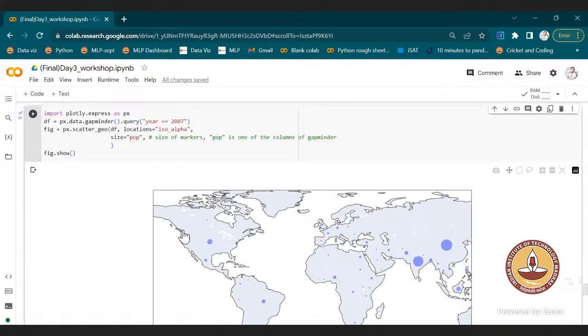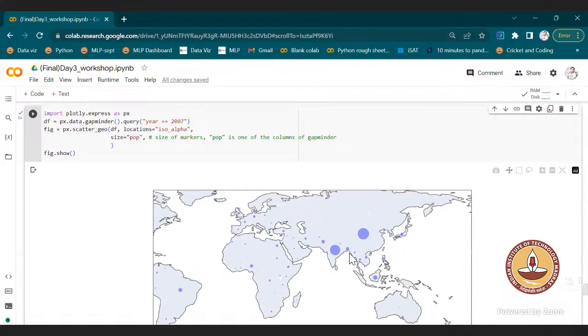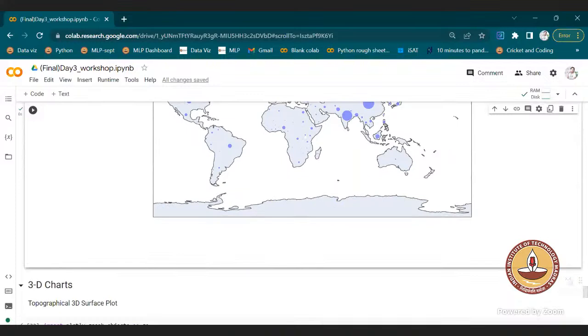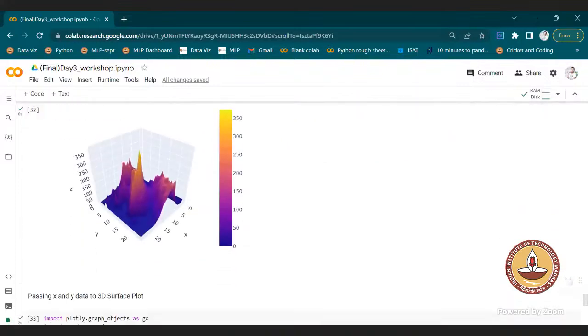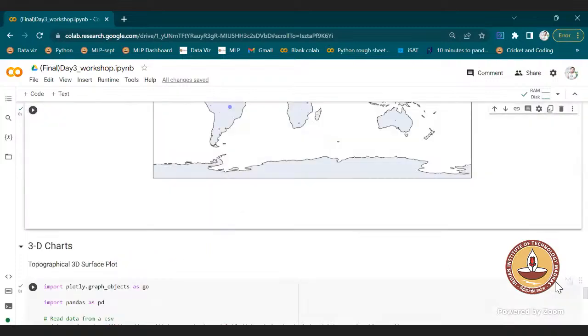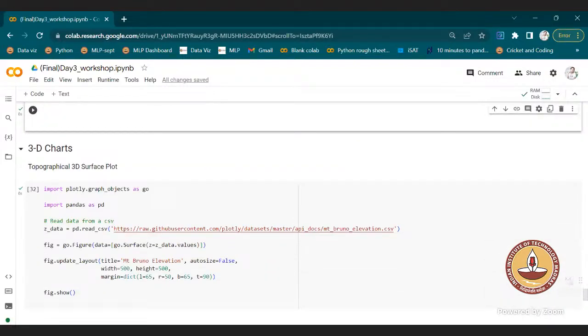Then you will get the shape, and in that shape, since we have the values, we have provided size as pop, which represents the population. So that's why you are seeing the different sizes. I think the last one would be this one. And after that, maybe we can discuss a few things.